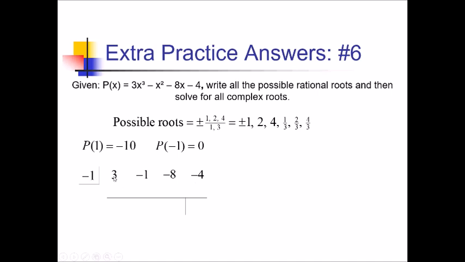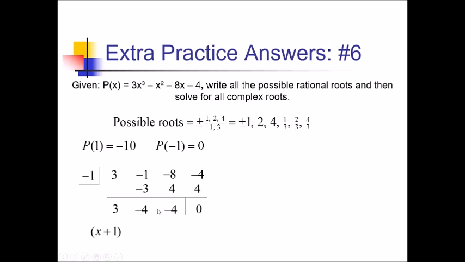So let me bring down this 3. Times negative 1 gives me negative 3, plus negative 1 gives me negative 4, times negative 1 is positive 4, plus negative 8 gives us negative 4 again, times negative 1 still gives us positive 4, plus this negative 4 gives us, of course, 0. So this is telling me that I can factor p of x into x minus my box number, so that's actually going to be x plus 1.